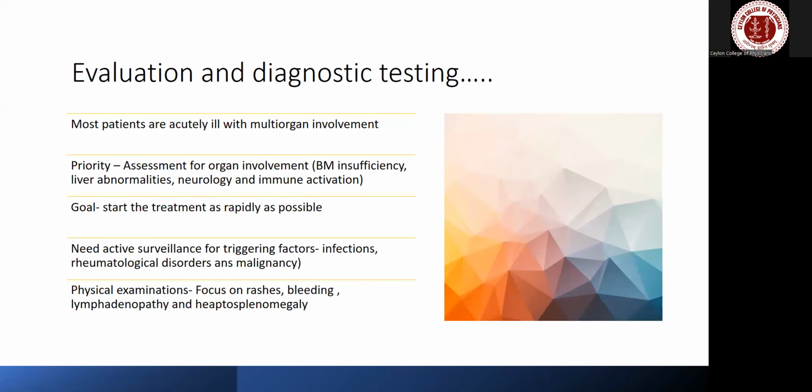So this is how we evaluate these patients. Evaluation of HLH patients needs a multidisciplinary team approach. Most of these patients are acutely ill with multi-organ involvement. So the priority of this evaluation is to assess the extent of the organ involvement, especially the bone marrow, liver, neurology, and the immune activation. The goal is to start the treatment as rapidly as possible. I said the pathophysiology behind this is aberrant immune hyperactivity, which is causing a very bad cytokine storm. So we need to prevent it then and there if we suspect HLH.